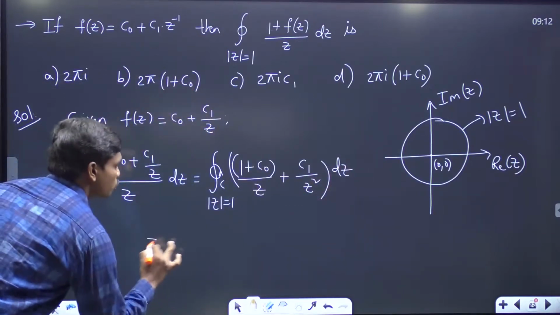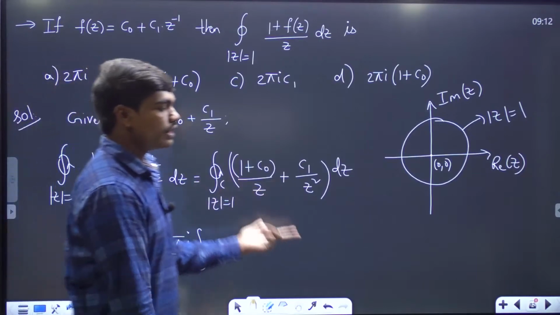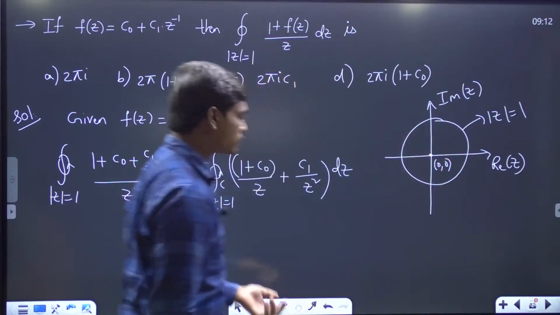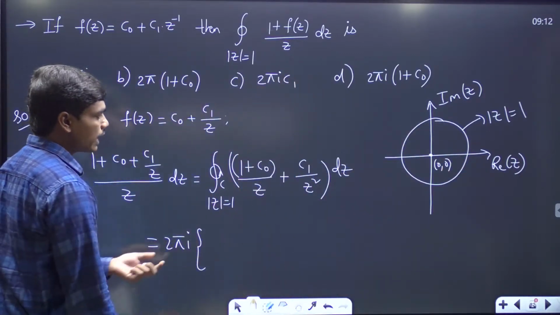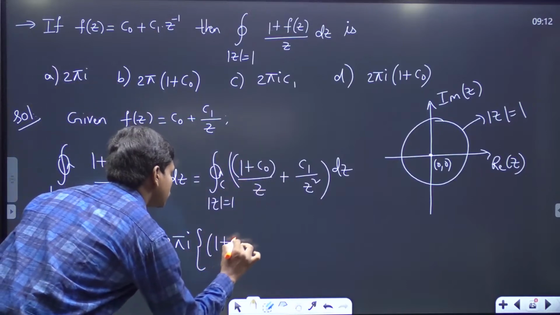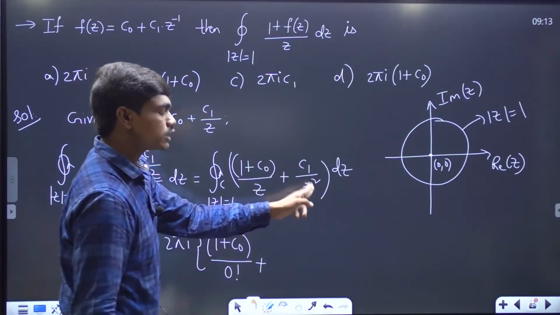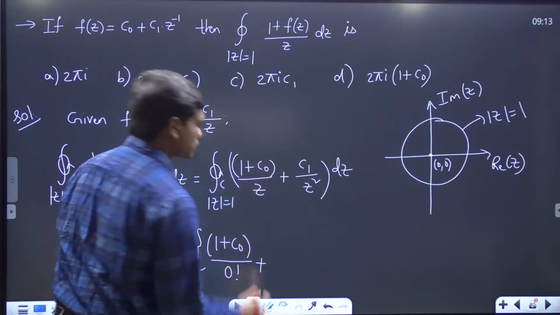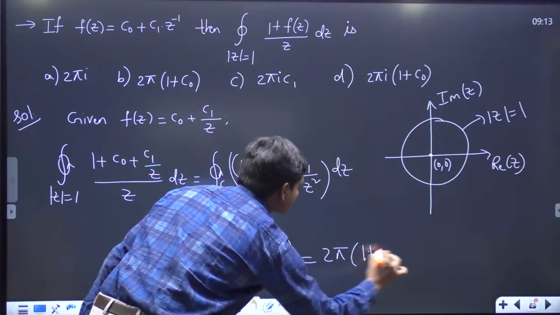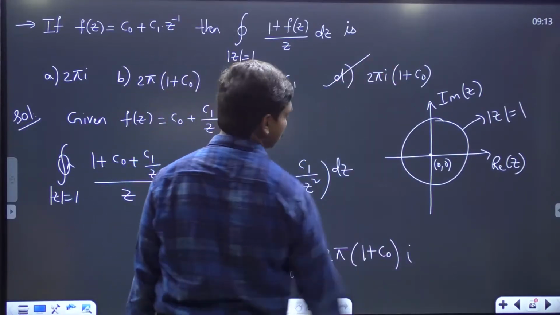So this is equal to 2 pi i into, now if you see, z equal to 0 is the point where this integration doesn't exist. So z equal to 0 is already a point within the curve. If you apply Cauchy's integral formula, 2 pi i into, here n value is 0, so which is 1 plus c0 by 0 factorial, plus here z square is 2, so the differentiation of this constant with respect to z is 0. So this is what we have. So 2 pi into 1 plus c0 into i is the correct answer. So 2 pi i into 1 plus c0, option D.